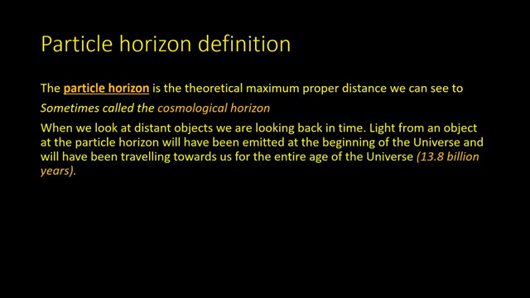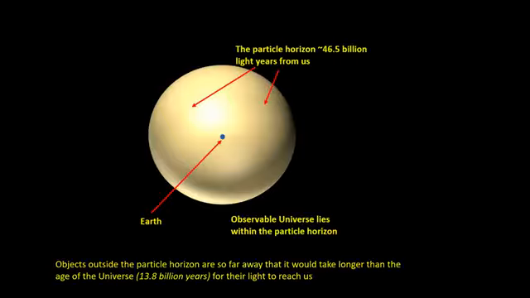So when we look at distant objects, we're looking back in time. So if you look at an object which is at the particle horizon, its light will have been emitted at the very beginning of the universe, and so will have been travelling towards us for the entire age of the universe, 13.8 billion years. The particle horizon is a spherical shell 46.5 billion light years away from the Earth.